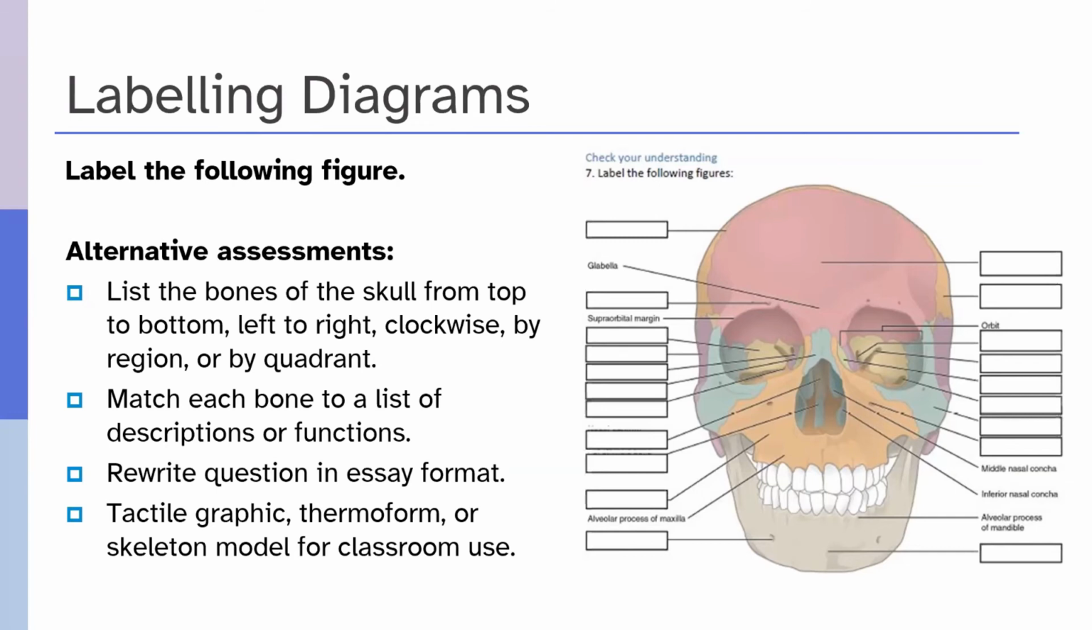Another opportunity would be to say, match each bone or structure on the skull to its description or function. So then you have an opportunity for students to interact just with text, right? They can hear the word of the bone or structure read aloud and then locate its meaning or definition or structure or description and match it up.